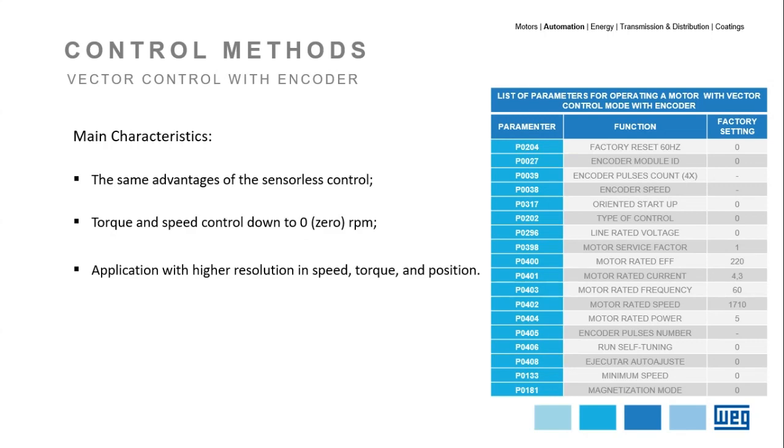The second division of vector control is the vector control with encoder, and it has the same advantages as sensorless vector control, but has additional benefits of torque and speed control. The method with a sensor, with encoder, is more precise. It's precise in all speed ranges, even at zero RPM. So it's ideal for applications that require a high dynamic performance, fast response, and high resolution precision.